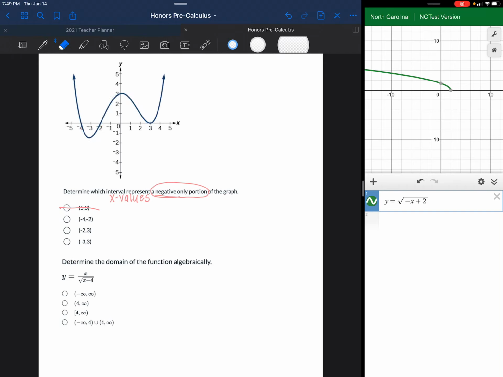Alright, so let's look at the next one. Alright, so we have negative 4 to negative 2. So negative 4 to negative 2. That is negative only, so that's the correct answer.